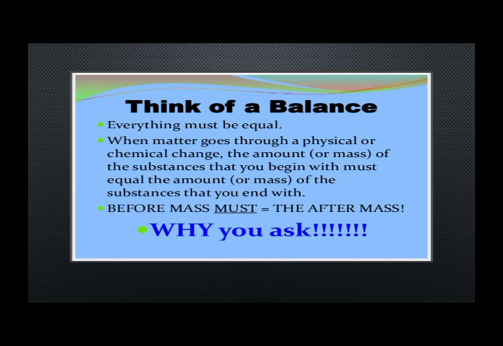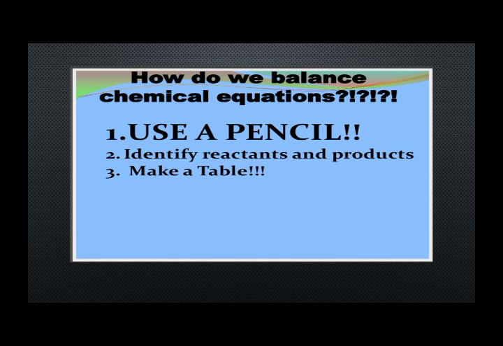So everything must be equal, and when matter goes through a physical or chemical change, the amount or mass of the substance that you begin with must equal the amount or mass of the substance that you end with, right? So the before mass must be equal to the after mass, right? Now here, how do we balance a chemical equation?